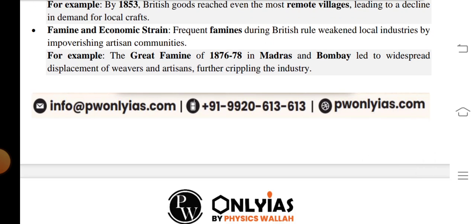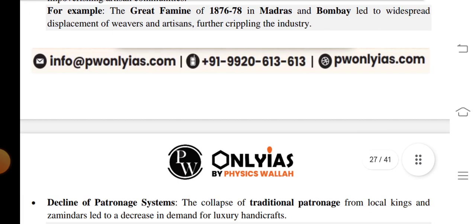Famines and economic strain. Frequent famines during British rule weakened local industries, impoverishing artisan communities. For example, the great famines of 1876 to 78 in Madras and Bombay led to the widespread displacement of weavers and artisans, further crippling the industry.